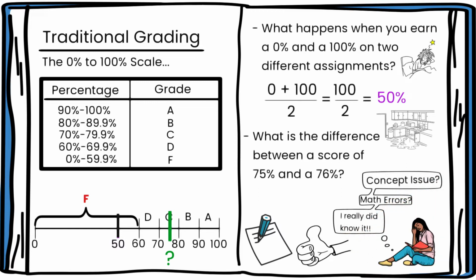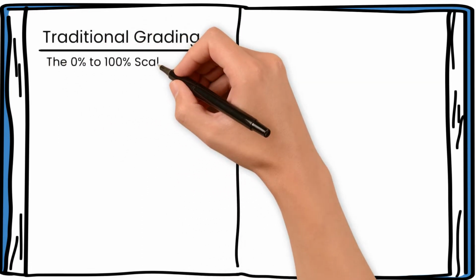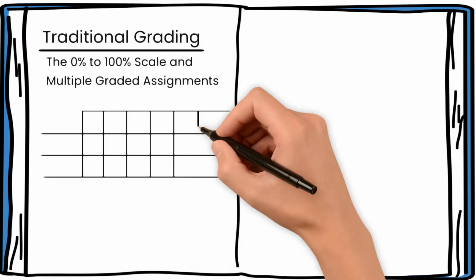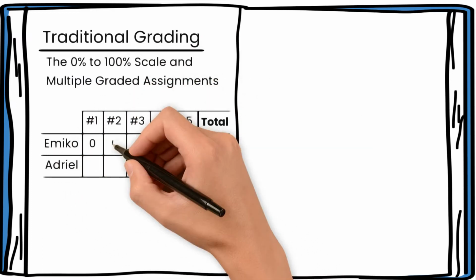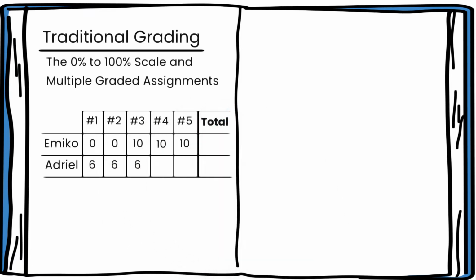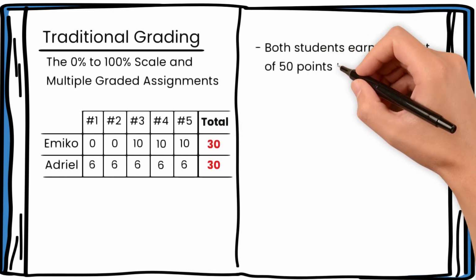Another issue about traditional grading systems is that when you average your scores for the semester, it can hide your true knowledge. We can see the scores for 5 assignments for Emiko and Adriel. Notice Emiko earned 2 zeros and then scored 10 out of 10 on the rest of the assignments, while Adriel earned a score of 6 out of 10 on each assignment. Mathematically, these two students have the same grade.